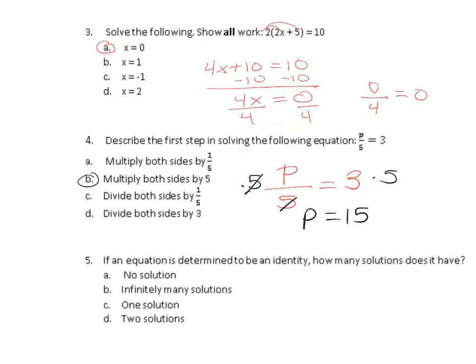Question number 5 says, if an equation is determined to be an identity, how many solutions does it have? Infinitely many. What's an example of an identity? 4x equals 4. Not quite. 4x plus 10 is equal to 4x plus 10. If the equations are the same, they're considered to be an identity. That means you're going to have infinitely many solutions.